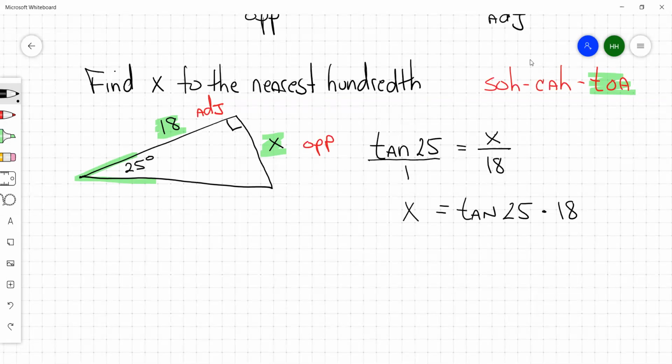Now, in your calculator, do you see the sin, cos, and tan buttons? Here's how you have to type this in. You have to type 25 tan first. 25 tan times 18 and hit equals. You should get 8.39. That is the length of the opposite side.